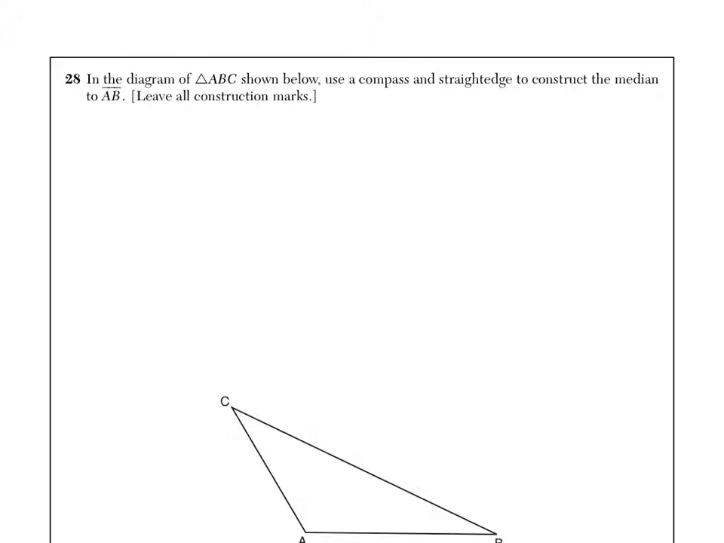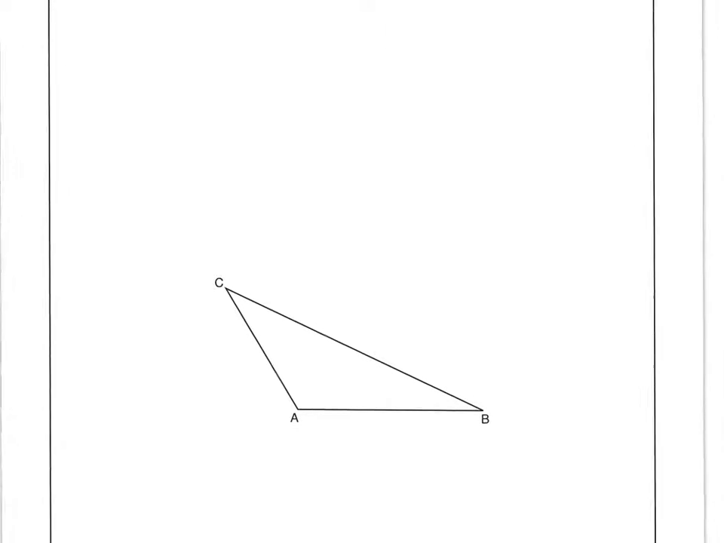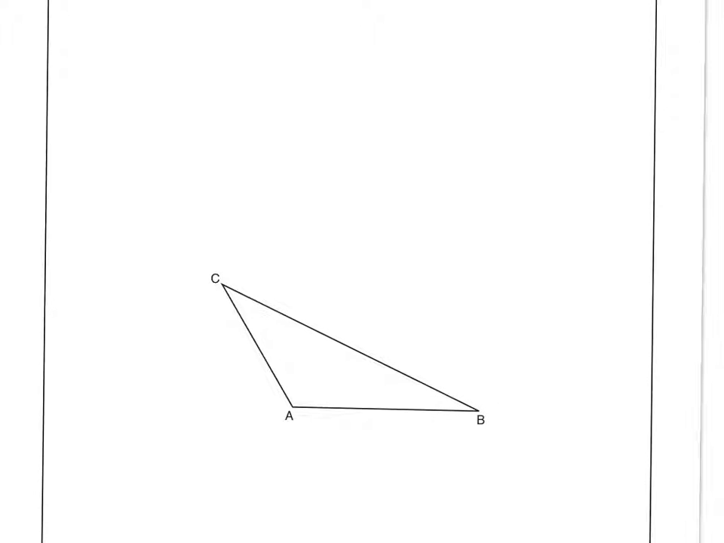The next one: in the diagram of triangle ABC shown below, use a compass and a straightedge to construct the median to AB. Now this is really hard for me to do here, because I can't really draw a compass. But whenever it says construct, you have to use the compass. And I'll just tell you this: what this question is actually asking for is the midpoint. Find the midpoint of AB, because the median is just going to go from here to the midpoint.